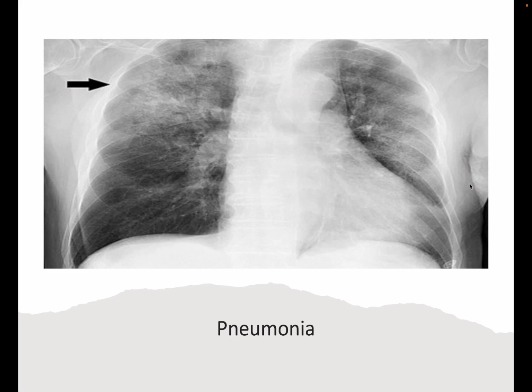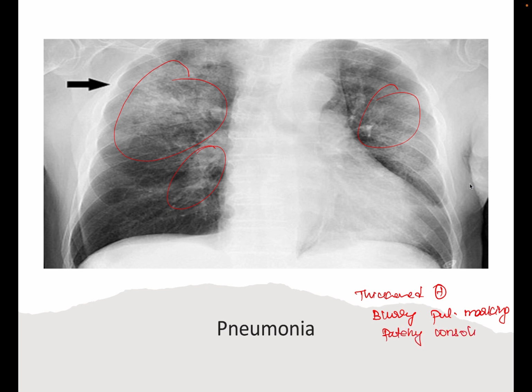And this is the X-ray appearance of measles, wherein you will be able to find pneumonia, revealing thickened and blurry pulmonary markings, patchy areas of consolidation, and enlarged hilar shadows. So these will be the findings in X-ray.